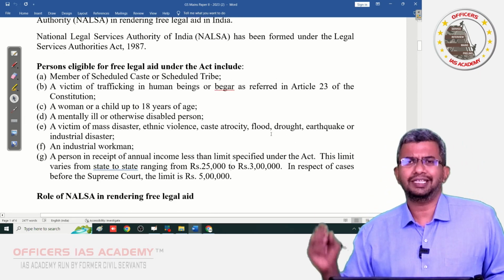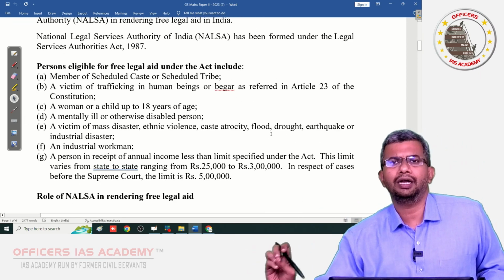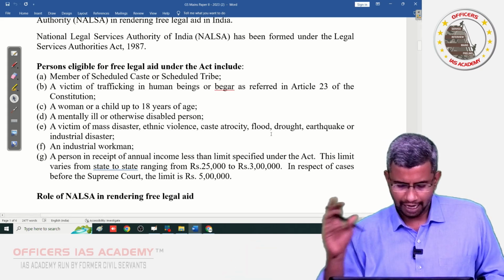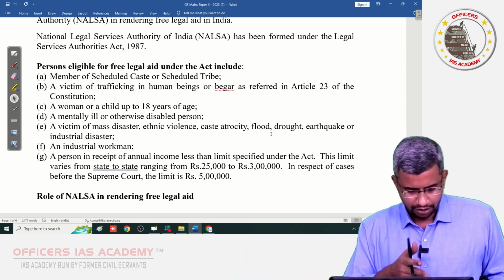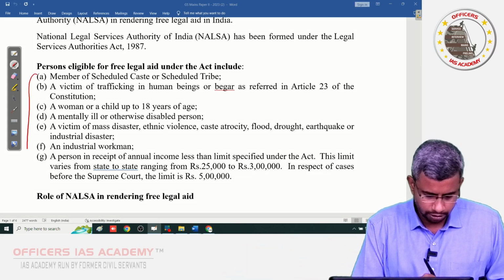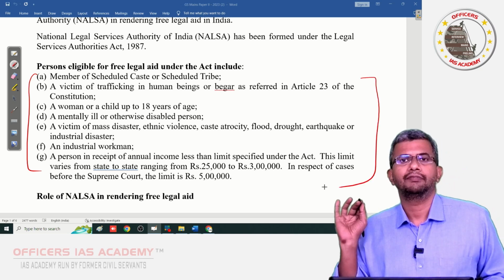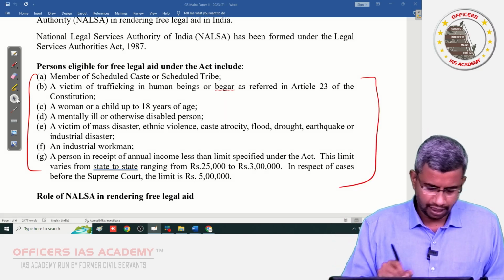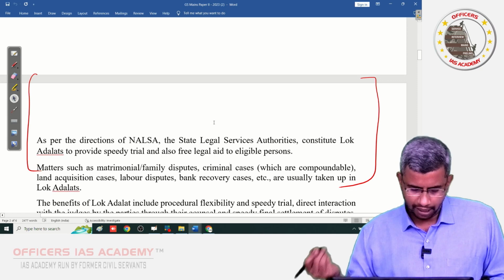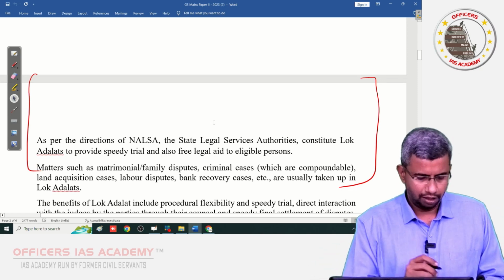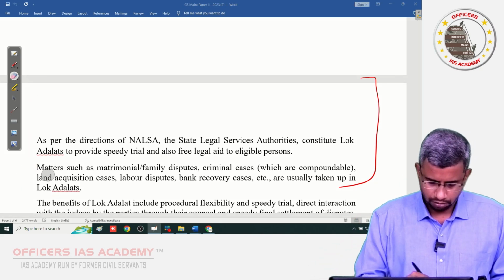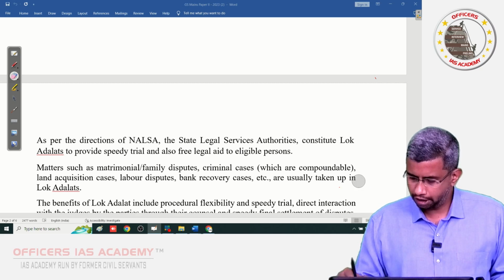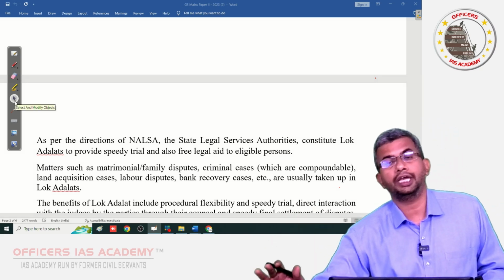The second question is a straightforward question. Who are eligible for free legal aid? As per the NALSA Act, these are the list of people who are eligible for free legal aid. And what is the role of NALSA in rendering free legal aid? The National Legal Services Authority is under the Legal Services Authorities Act.